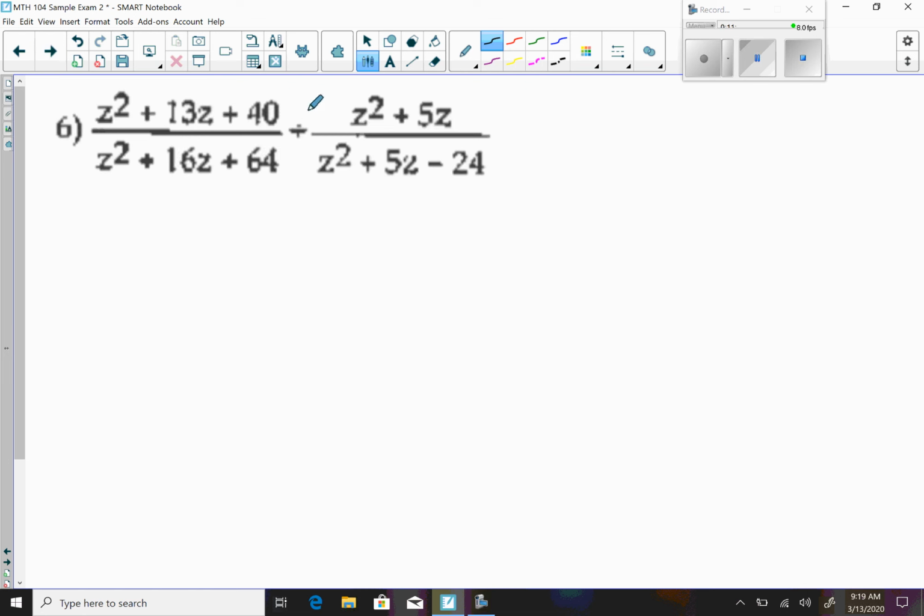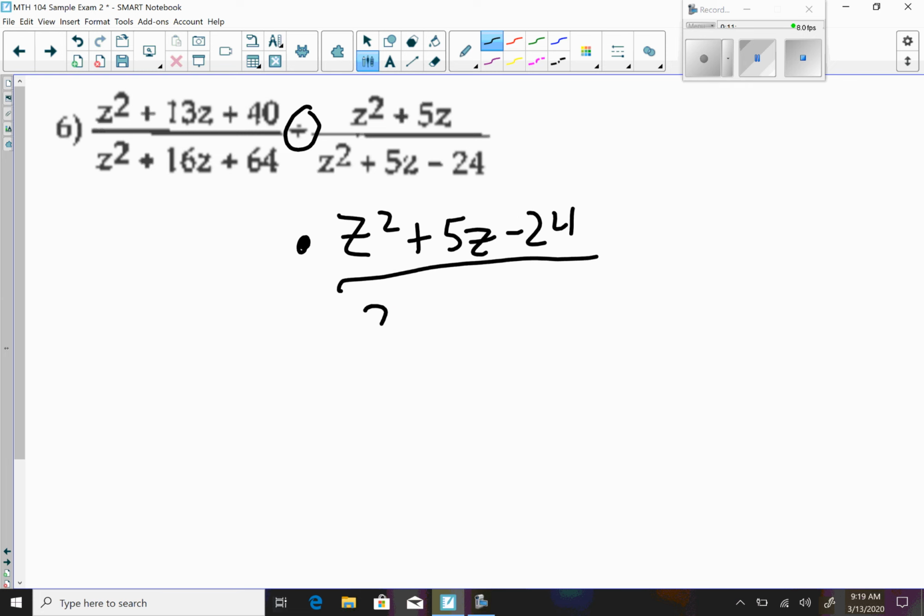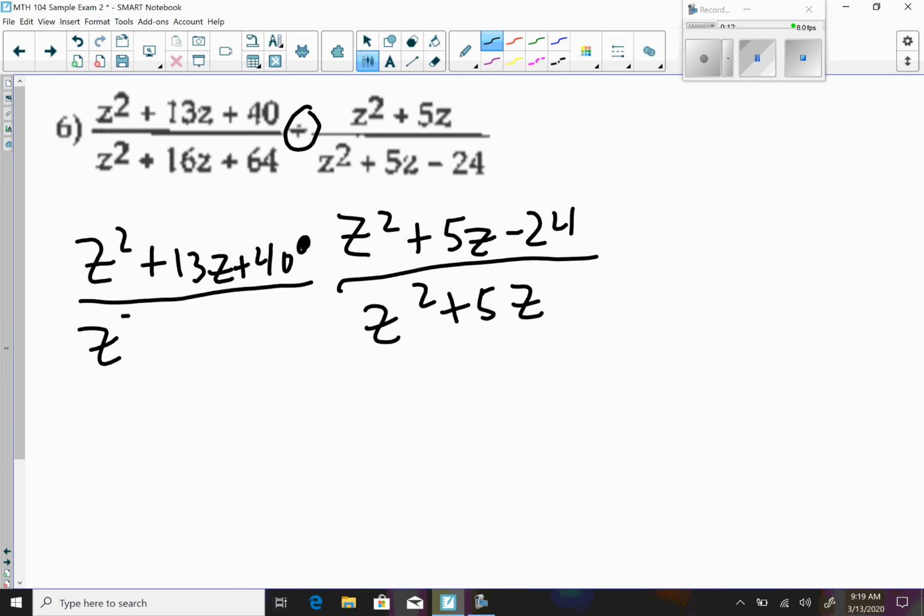Number 6 is division. That's a little fuzzy, but that's division. Division changes to multiplication by the reciprocal. I'm writing the reciprocal of the second fraction. The first fraction we write as is, not the reciprocal of the first fraction. This question 6 is now exactly like question 5. We factor 4 things and then cancel factors.